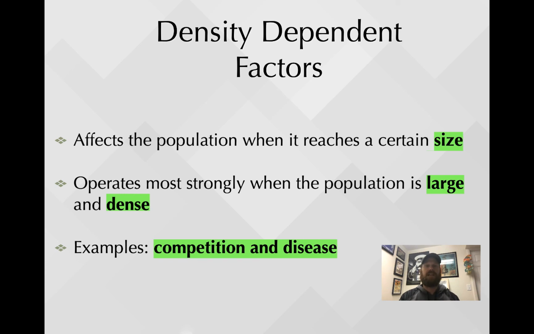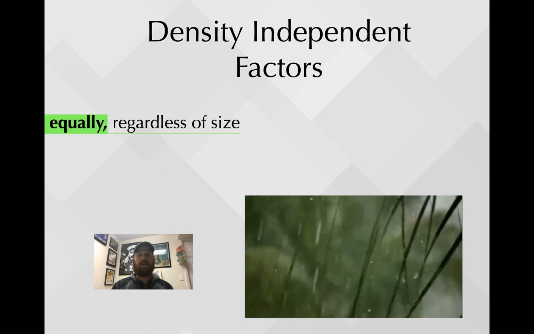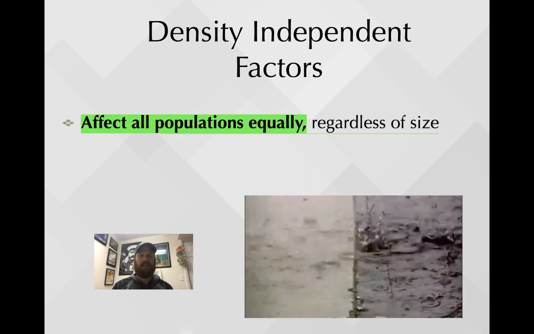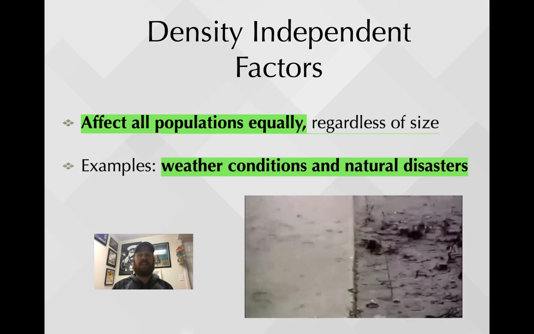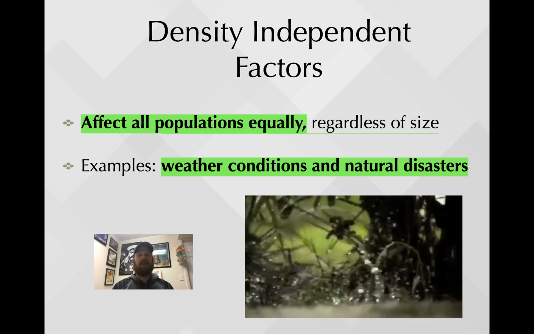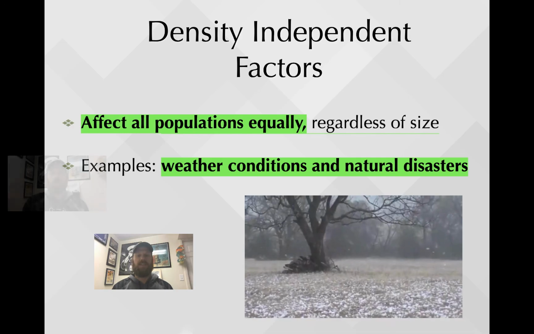Disease is another density-dependent factor. The closer organisms are in an ecosystem, the more likely disease will spread. The more the population of organisms is spread out, the less likely disease will spread. Density-independent factors affect the organisms in an ecosystem regardless of the size of the population. Good examples of density-independent factors include weather, climate, and natural disasters like floods, fires, tornadoes, and the like.